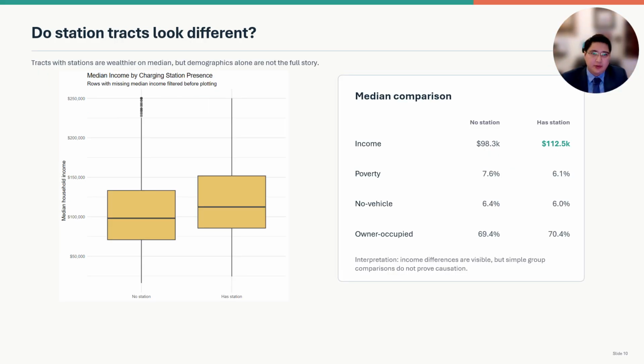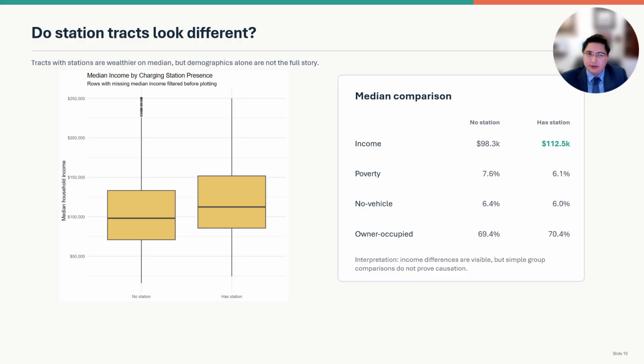This is going to be our descriptive equity comparison. I compare tracts with at least one public station to tracts with no station. Tracts with a station have higher median income, about $112,000 compared with $98,000 for tracts without a station.